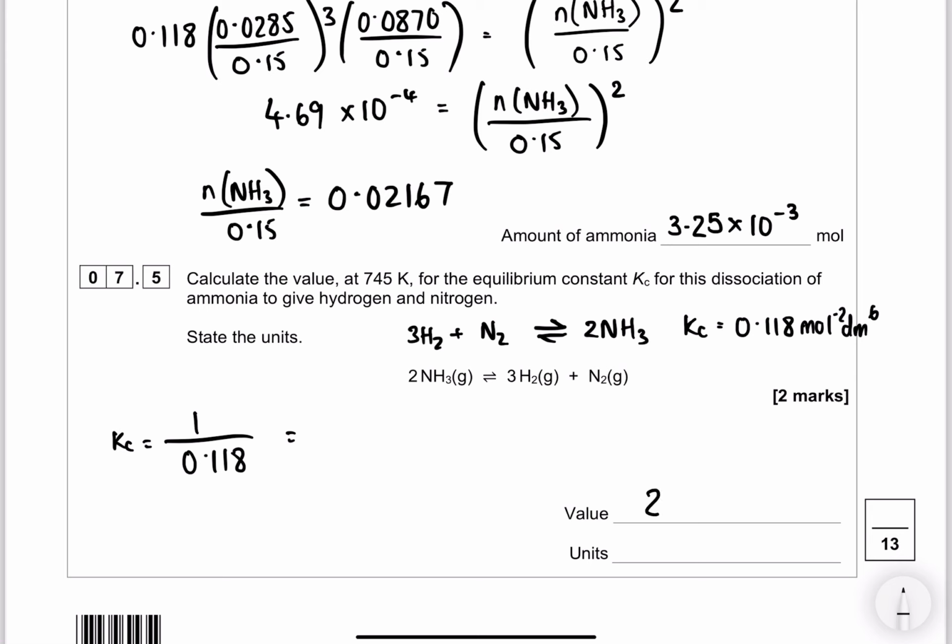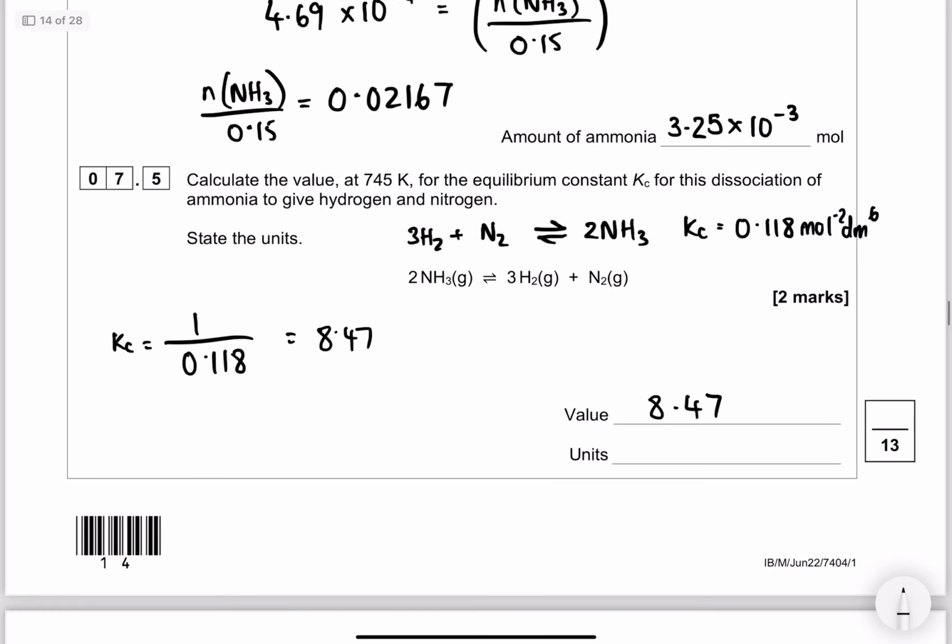Which if we get on our calculator is coming out to 8.47. And if we do the inverse of the units, we'll get mol^2 dm^-6. It's 1 over those units. We're going to change the sign on the units.